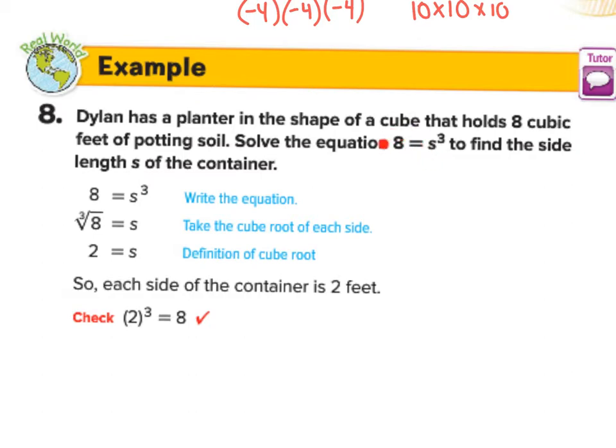So you take the number, it holds 8 cubic feet, and you take what number multiplies into itself 3 times to give you 8. So you put cube root of 8 is s, and you find what number multiplies into itself 3 times to give you 8, and you know that it's 2. And when you do 2 to the power of 3, you get 8.